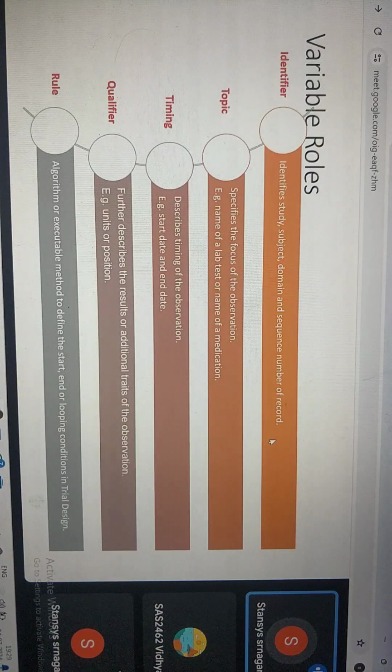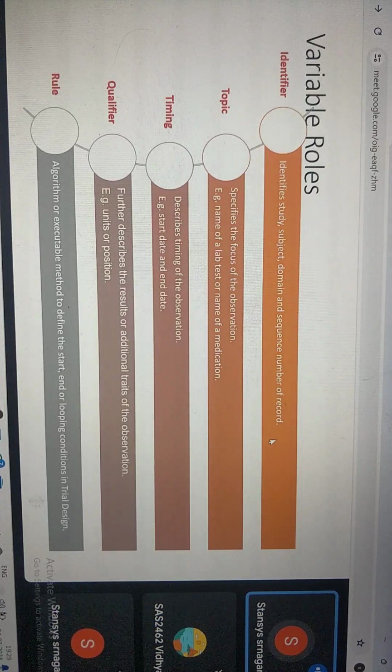Likewise in a clinical trial, when it comes to the identifiers, it might be the study ID. Study ID is the main one. For example, ABC123 is the study name, let's assume. That is the identifier. It gives the identification of the study, right? For example, subject ID 001, 002, 003 is the identifier of the subject.